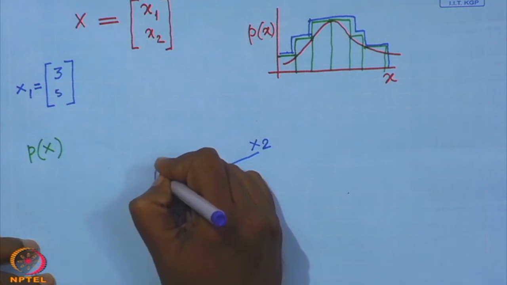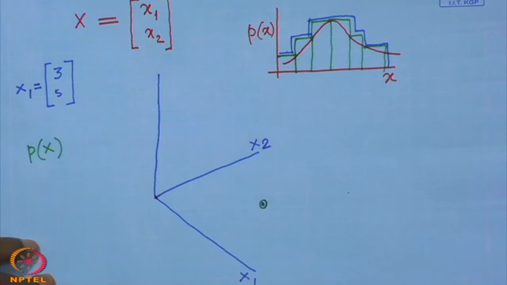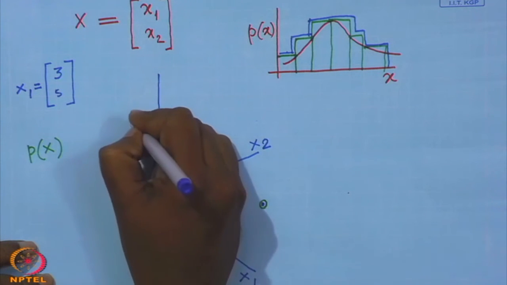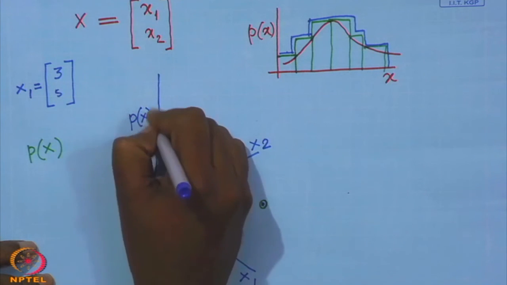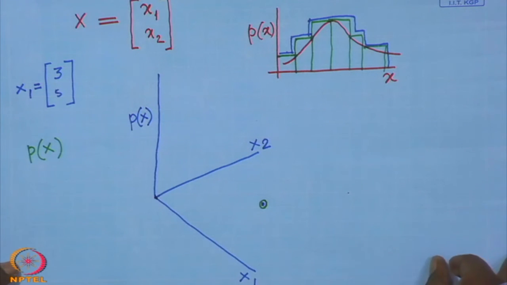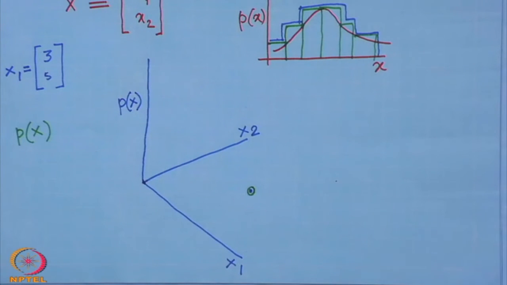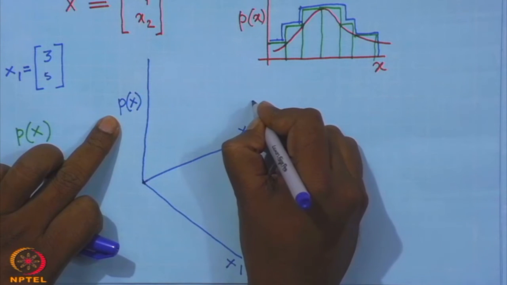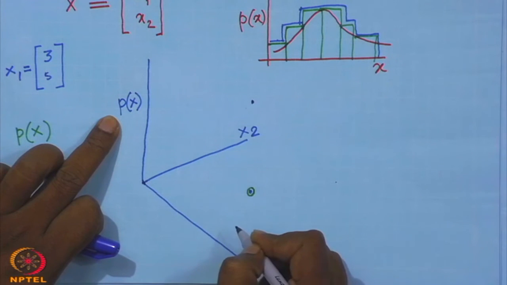represented on an axis which is perpendicular to both x 1 and x 2. So, what I get is a three dimensional space, with x 1 x 2 representing the plane in which all the vectors will lie, and another direction which is orthogonal to both x 1 and x 2, and that represents my p of x, where x is a vector. So, p of x for this particular case will be a point in three dimensions somewhere over here.